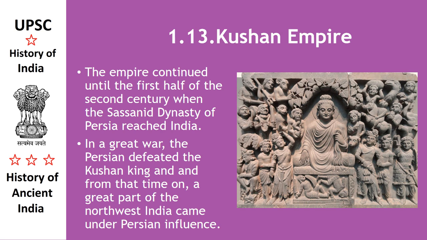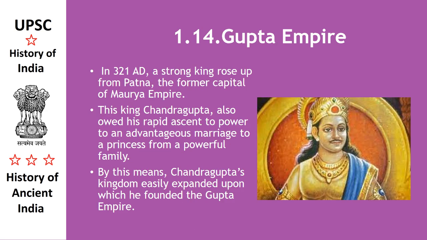The empire continued until the first half of the 2nd century, when the Sassanid dynasty of Persia reached India. In a great war, the Persians defeated the Kushan king, and from that time on, a great part of northwest India came under Persian influence.